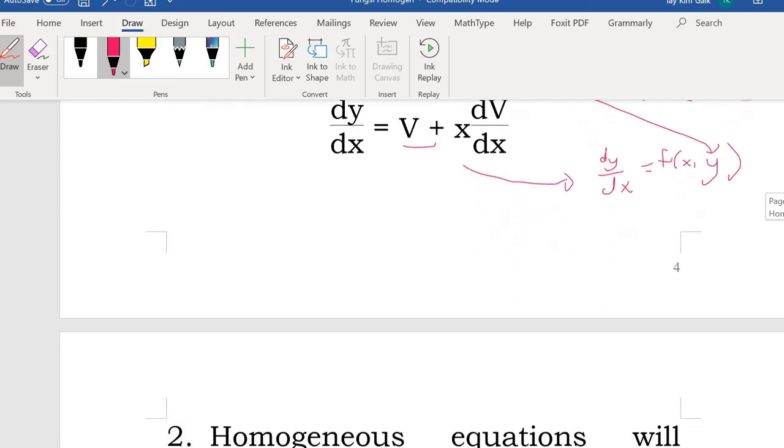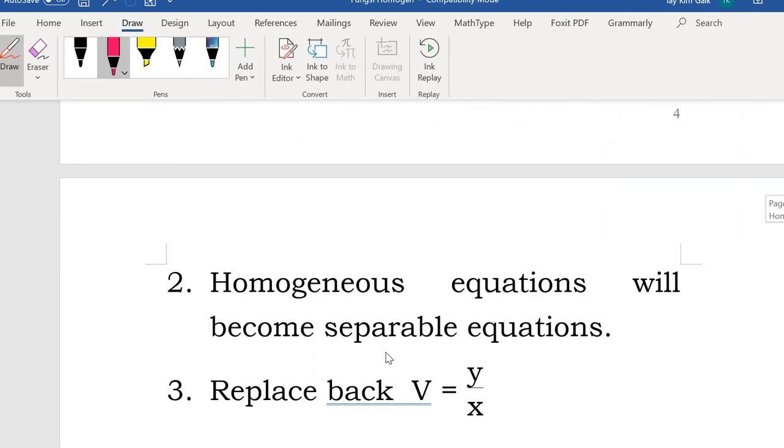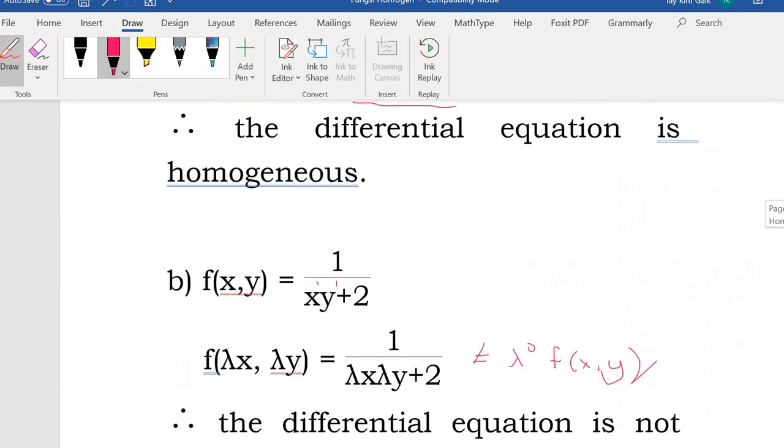Then you can simplify your work in step 1. You should be able to get a separable equation in terms of v and x. Lastly, to get the solution, because we want to solve dy/dx, actually we want to get back the y. So you replace back, because from y equal to vx, in step 2 you have v and x, and our intention is actually to solve for y. So replace back, v is actually y over x. Only 3 steps.